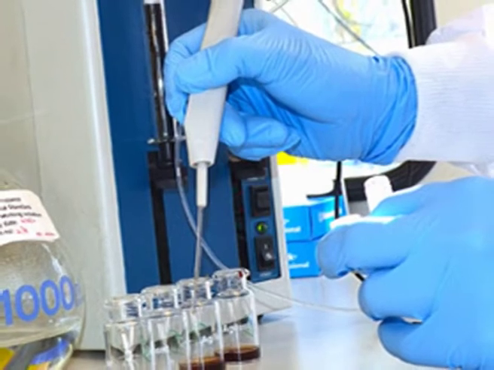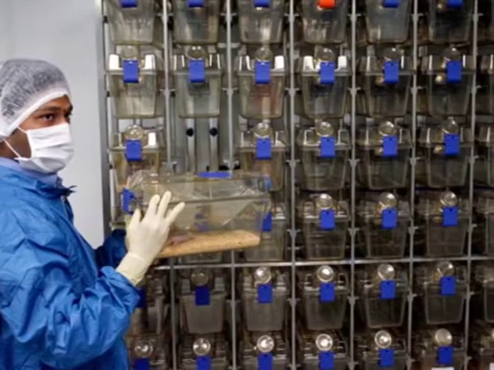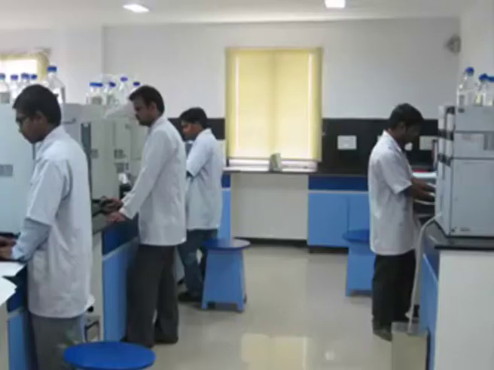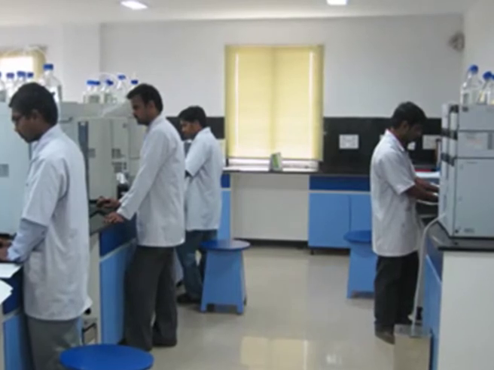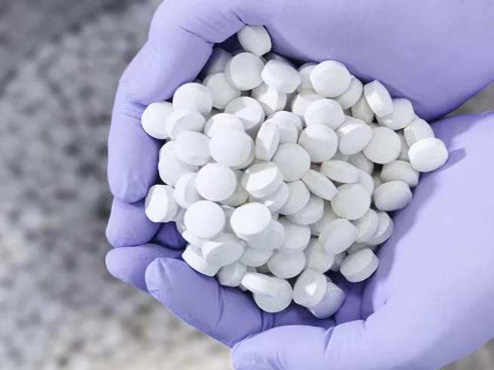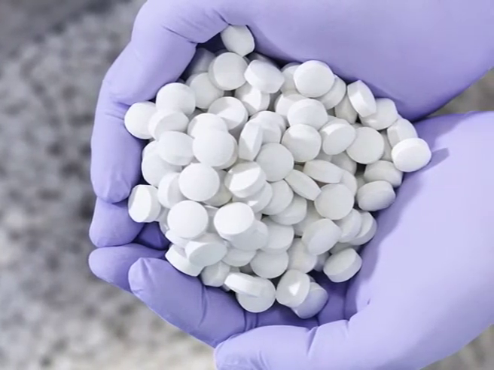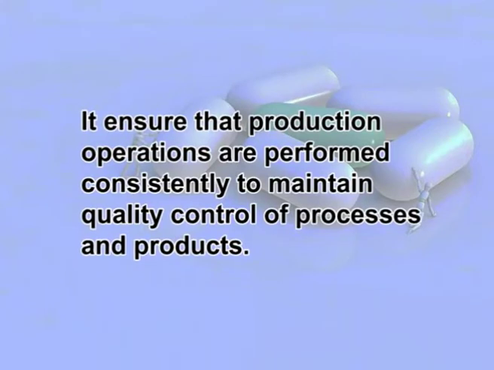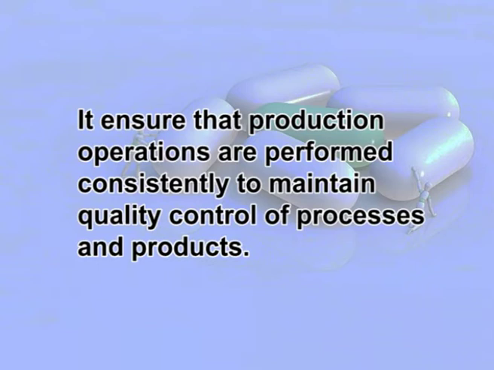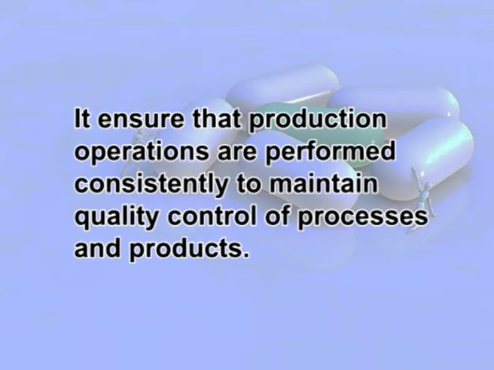Placing value only on production while ignoring safety, health and environment is costly in the long run. It is better to train employees in all aspects of doing a job than to face accidents, fines and litigation later. It ensures that production operations are performed consistently to maintain quality control of processes and products.